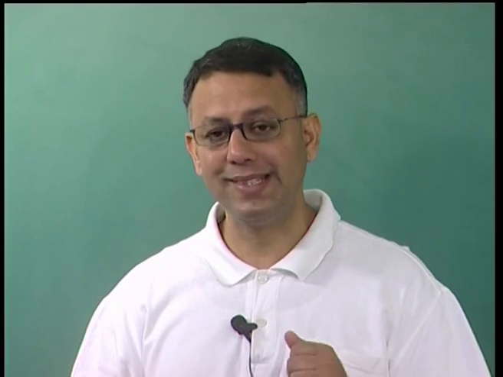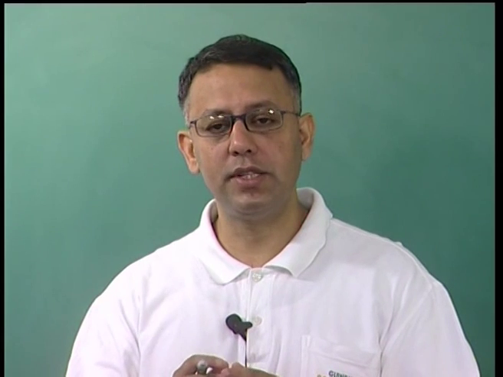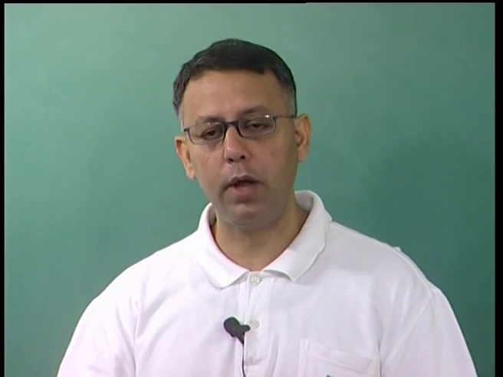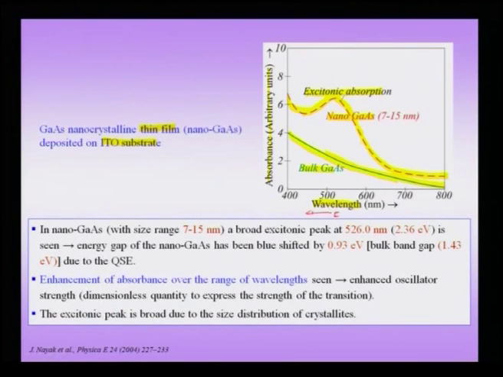In other words, I have to take the size variations into account. Now I am not talking about a single band gap for this material, there is a range of band gaps, and since there is a range of band gaps, I would expect absorption to take place over a range of energies. That is the reason this peak is broadened, and it is not a very sharp peak as you would expect if you had a monodispersed crystallite size. So, the broad excitonic peak occurs at about 526 nanometers.